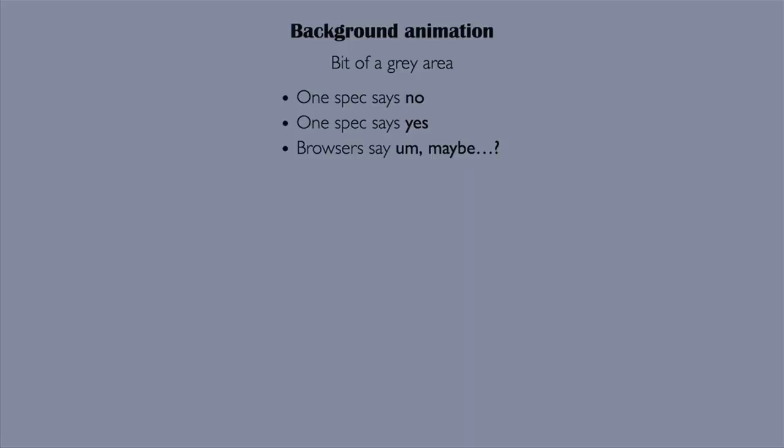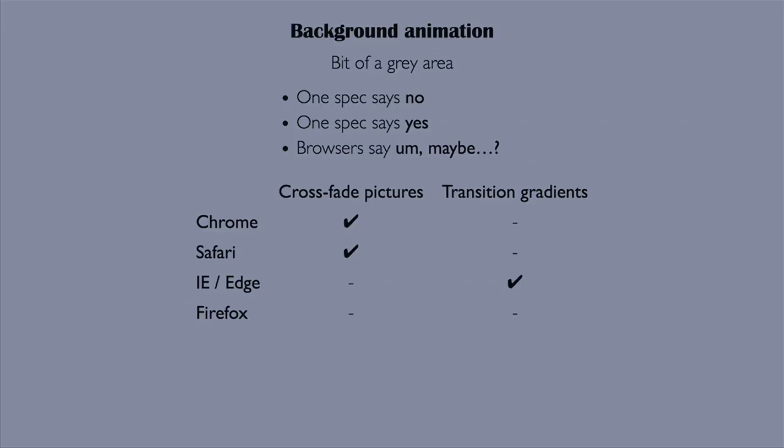The images specification actually says that background images can't be animated at all. There's future specs that say they sort of can, and the browsers completely disagree on how to do it. Chrome and Safari allow you to crossfade two images, where it just fades one into the other. IE and Edge don't do that at all, but they do handily have the ability to transition individual gradient color stops into each other for smooth color animations, and Firefox doesn't do anything at all.